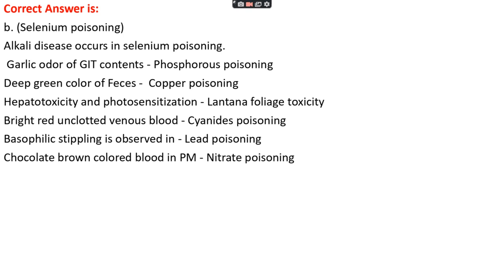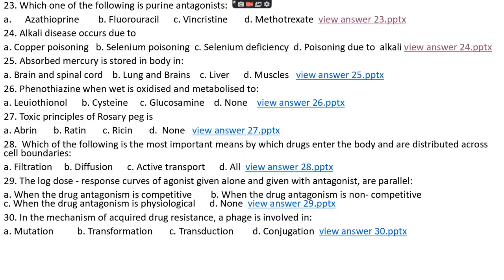Basophilic stippling is observed in case of lead poisoning, while chocolate brown colored blood is found in postmortem cases of nitrate poisoning.